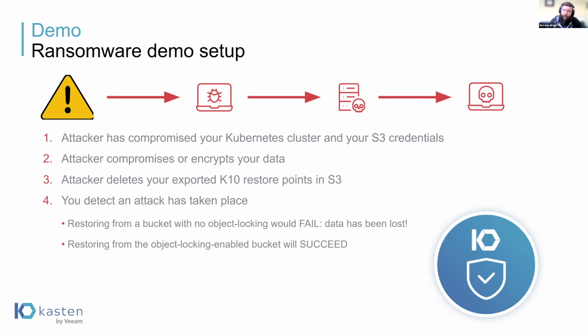After the attack succeeds, I'll resume the role of the victim who has just realized their predicament. I'll demonstrate that a restore from an immutable backup held off-site in the object lock bucket can thwart the ransomware attack and recover my critical data. So let's jump into the demo.